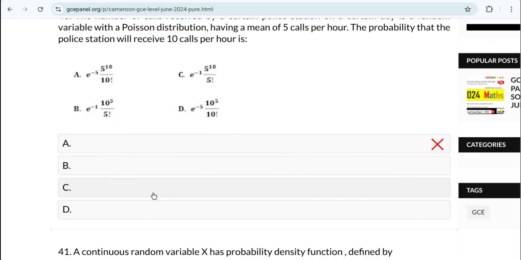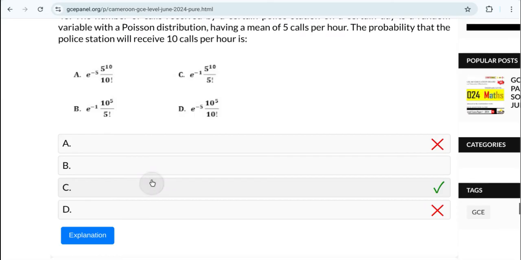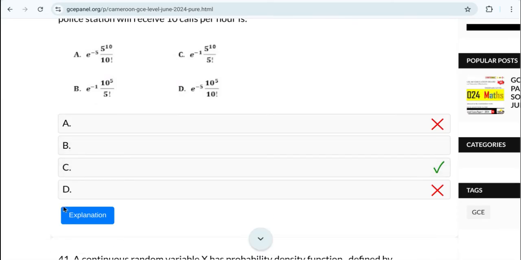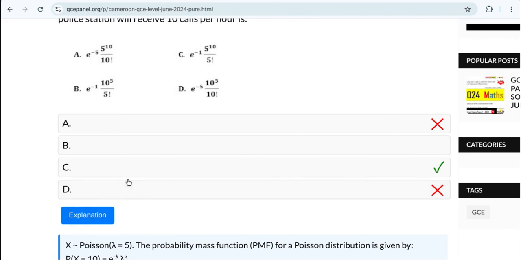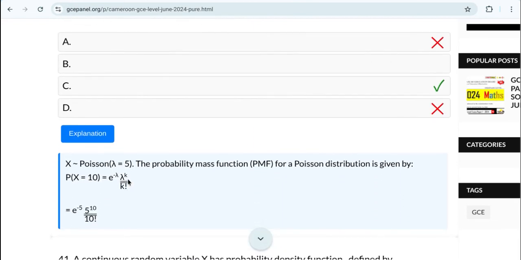Okay, 10 calls per hour. So for 10 calls per hour, let's see the working. First of all, what's lambda here? Our lambda is equal to 5, right? Because the mean is 5.